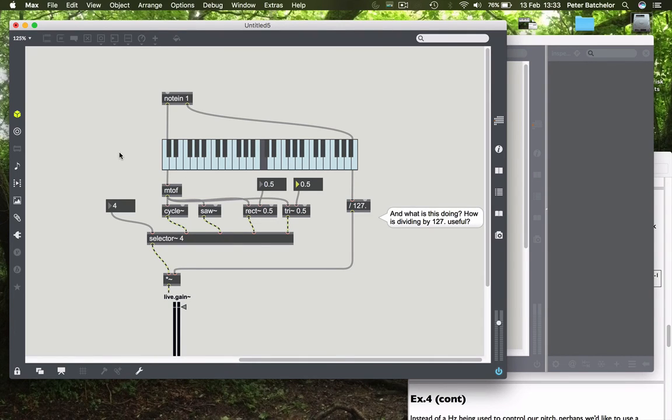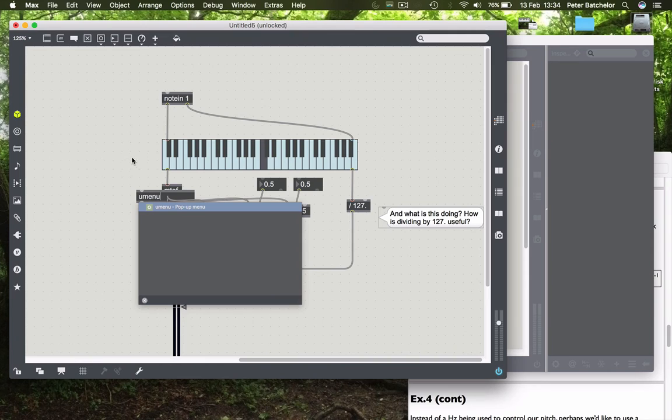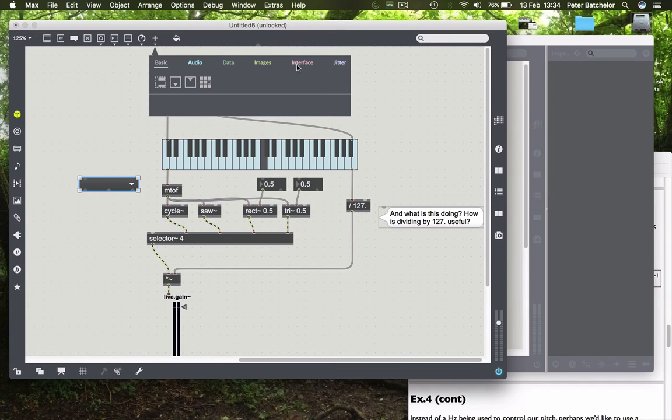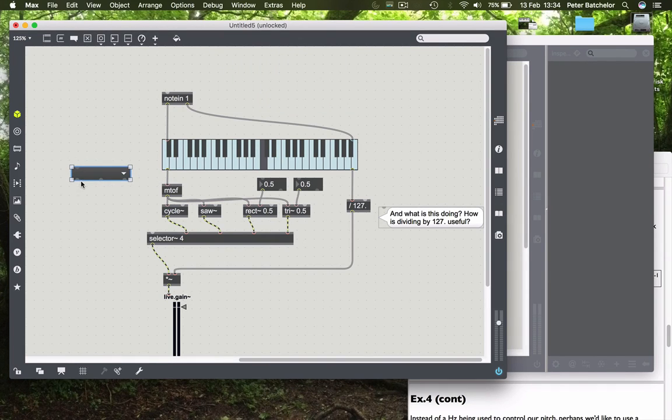Finally, we could find a better way of describing which of the oscillators we're choosing from the selector object. And so I'll quickly introduce another object for that, and that will be the umenu object. As usual, I've got into the habit of writing those out into an object without bothering to find them in the list up here, but you should find it in interface, and here it is. So umenu is a pop-up menu, so we'll be using that one. In this case, what I need to do is connect the left-hand outlet of that into the selector object.